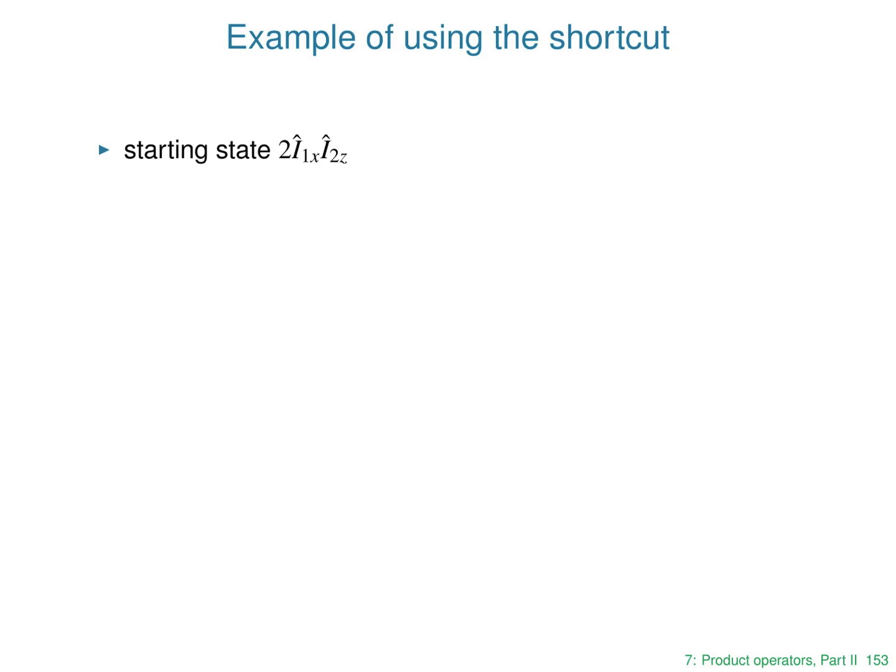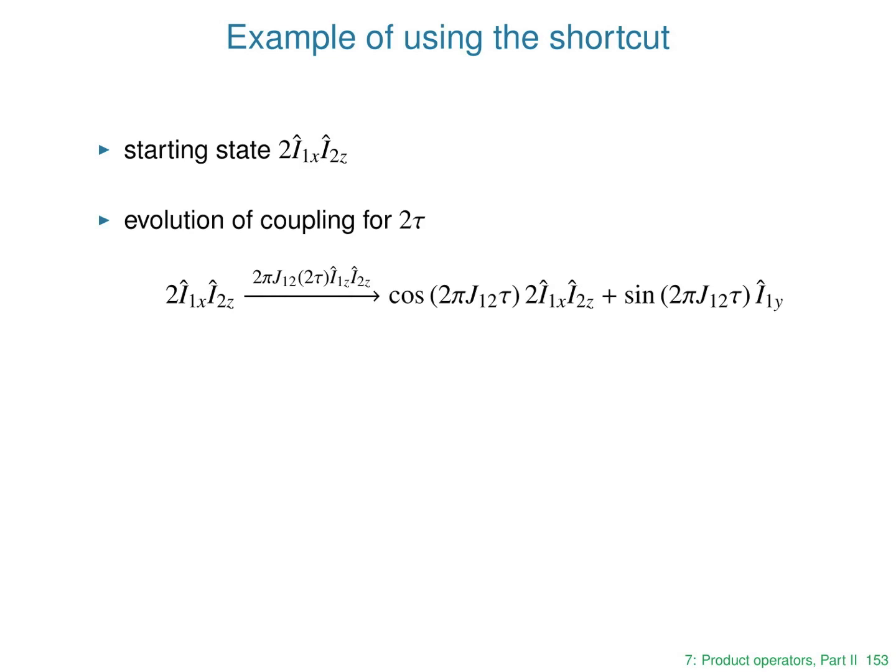Suppose I start out with an antiphase term along x, 2I1xI2z, and I want to say what happens during a spin echo to that. So the first thing I do is say the coupling will evolve for a time 2 tau. Notice it's evolving for 2 tau, the total duration of the spin echo, and there's a time 2 tau multiplying the Hamiltonian over the arrow, and so we get cos and sine of 2 pi J tau. And its antiphase along z goes to in phase along y.